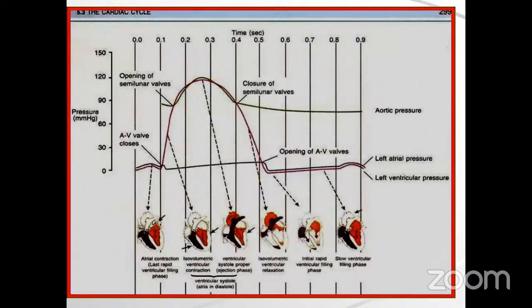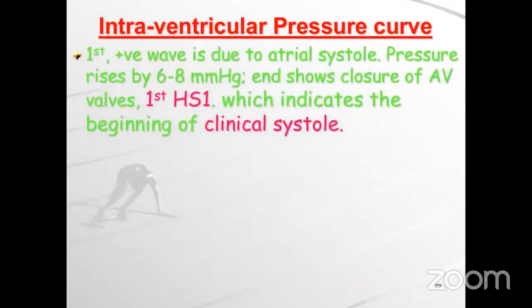This is the graph which shows all the events happening in the cardiac cycle. We can see the opening of the AV valve, the opening of the semilunar valve, then the closure of the semilunar valve, which then starts the opening of the atrioventricular valve. Coming to the intraventricular pressure, the positive wave is due to the atrial systole.